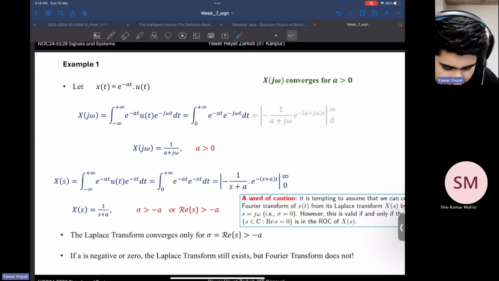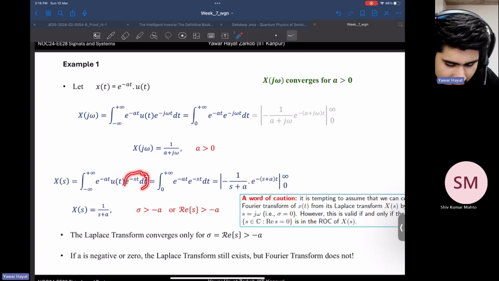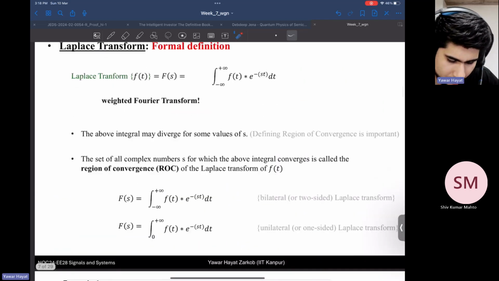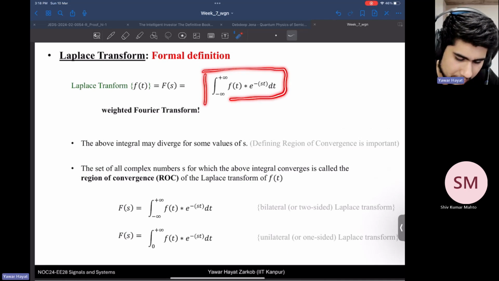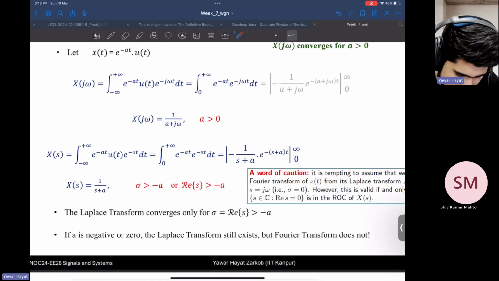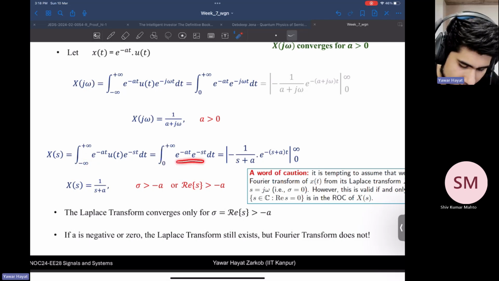This is the signal itself, this part. So I've used the signal, and then we have this factor, exponential of minus st, dt. This is how we defined the Laplace transform. Since we have u of t, I'll change this lower limit to 0. And what would my exponential be if I club these?